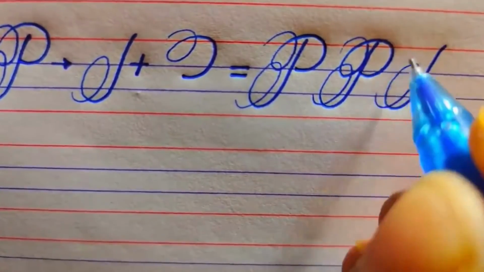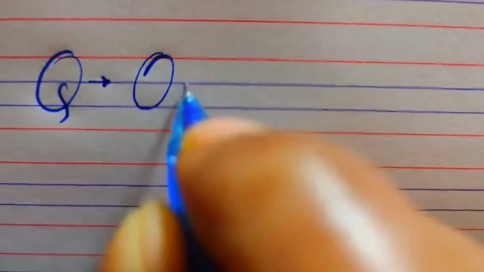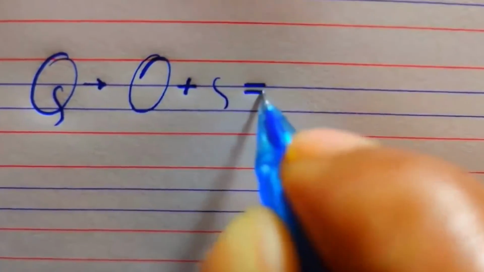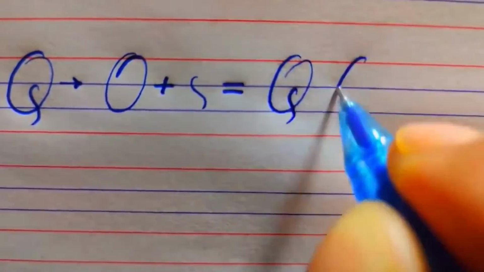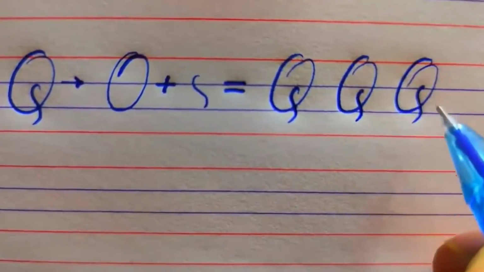P. Now the turn of Q. Here the first word plus the second one is equal to Q.